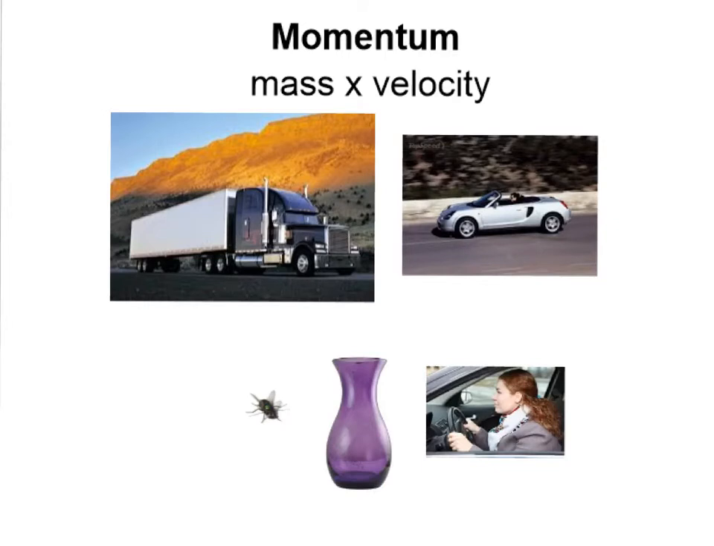In science, momentum has a very specific definition. It is mass times velocity. And you're all familiar with this concept because you know that if we have this truck and this car traveling at equal speeds in opposite directions and they collide, you know which one has greater momentum. Well, the one with greater mass. Equally, if we have a fly traveling at a particular velocity and it hits this vase, it will not have the same impact as this car traveling at that same velocity hitting this vase. That's because they have very different momentums.